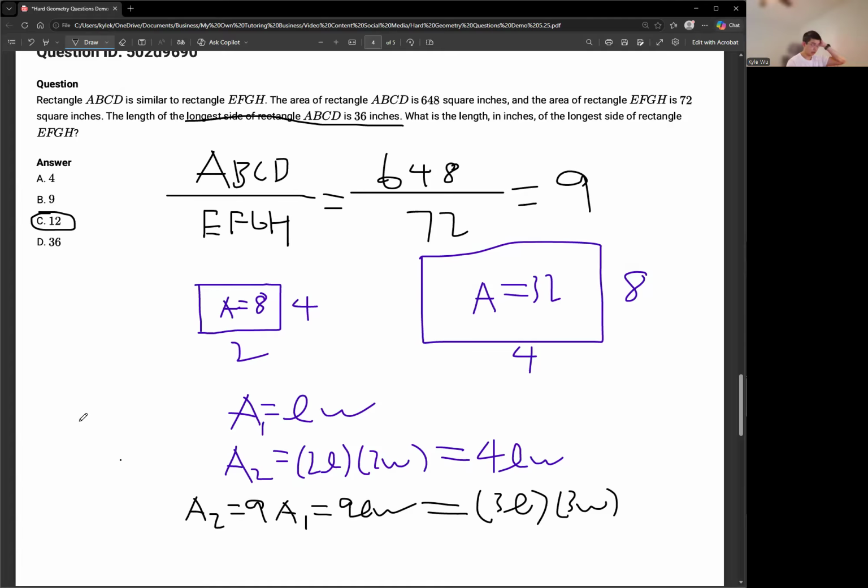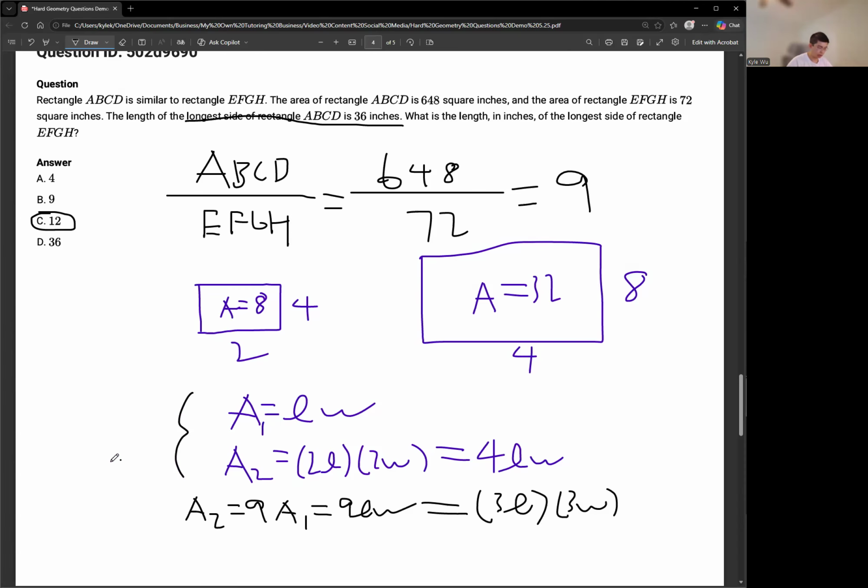The key takeaway is that using similarity and using the equations for the area, we can essentially mess with that equation. If two shapes are similar, every single side length is scaled by the same amount.